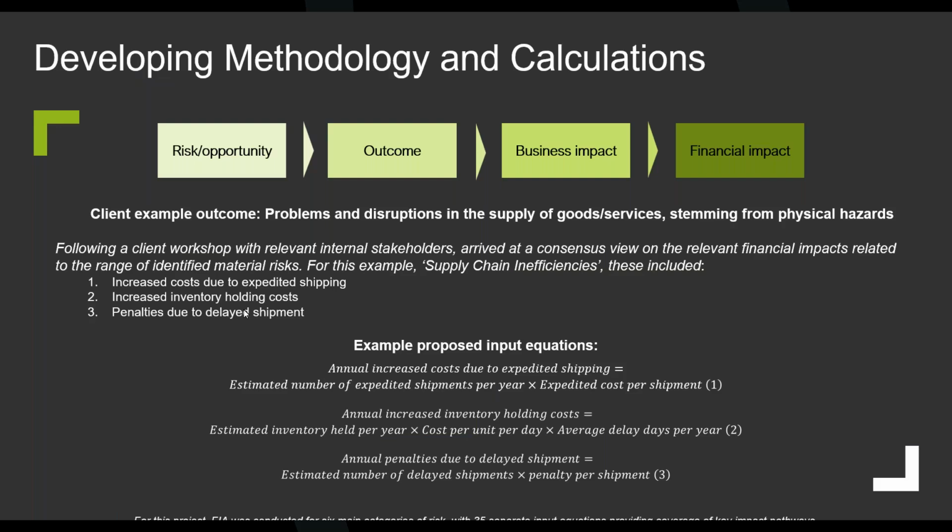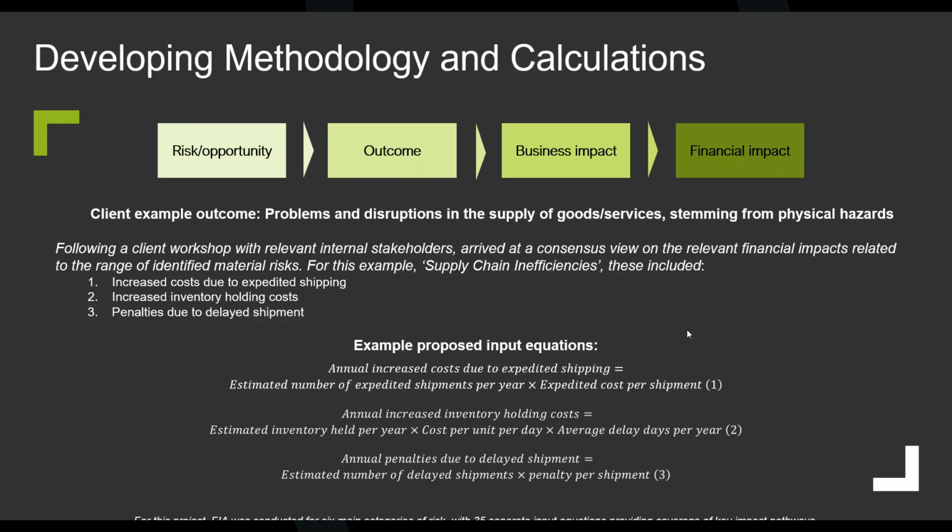They were workshopped with the client and the relevant internal stakeholders to make sure that it was going to be a financial impact that's relevant. I've had other workshops where clients have come back to say that we don't actually have legal liability for these costs. So therefore, we don't think we need to conduct the assessment. Just one example there.